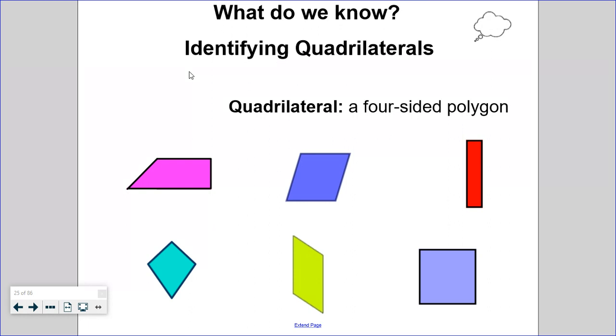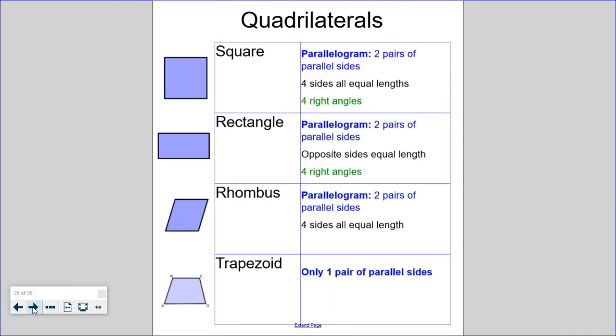So what is a quadrilateral? A quadrilateral is a 4-sided polygon. So it's a polygon, a closed shape with straight sides, and in particular, it has 4 sides. So these are all examples of quadrilaterals. They all have 4 sides. We learned yesterday that we can actually categorize quadrilaterals into some special groups.